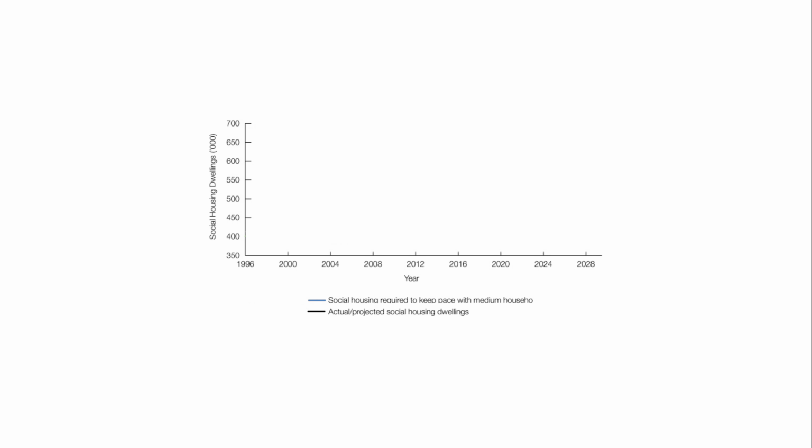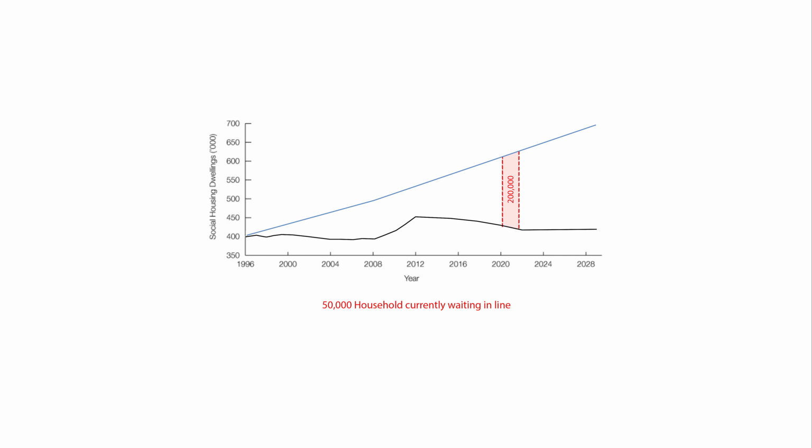The reason we should do it is because over the past decades, the demand for social housing has grown rapidly. Also, the supply of social housing does not meet the demand. Statistics show that currently there is a shortfall of more than 200,000 social and affordable homes in New South Wales, and 50,000 households are still in line for social housing.